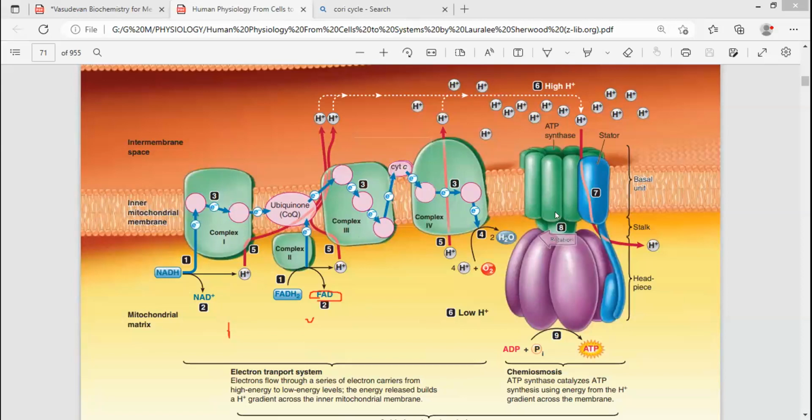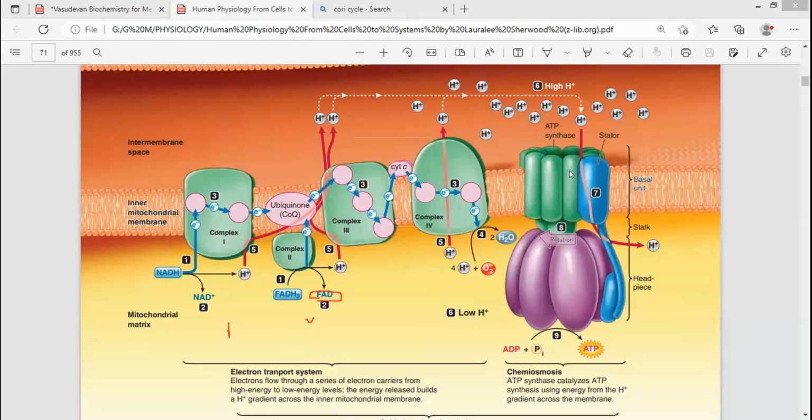Then at the very end, this one is not a complex. We say this is an enzyme. This is ATP synthase. Remember we said ATP is the currency of energy in our body. So at the end of the day, ATP is what we want.